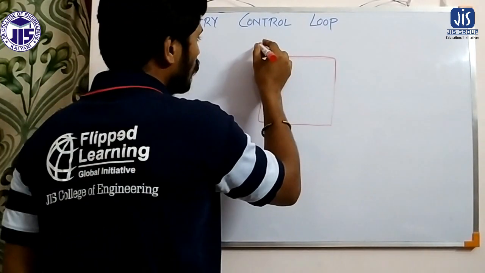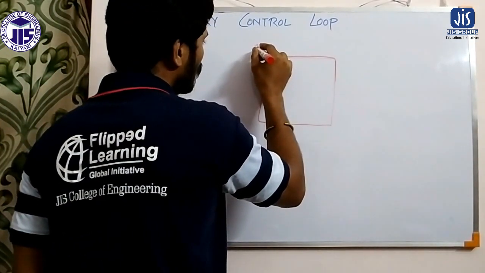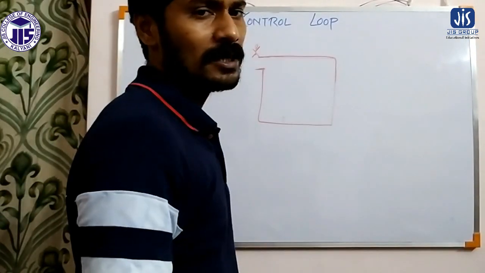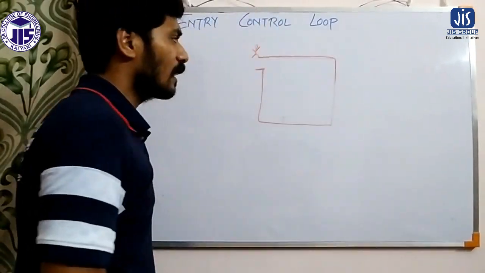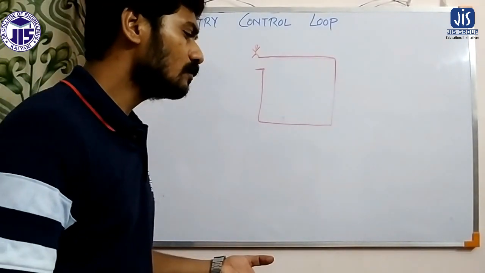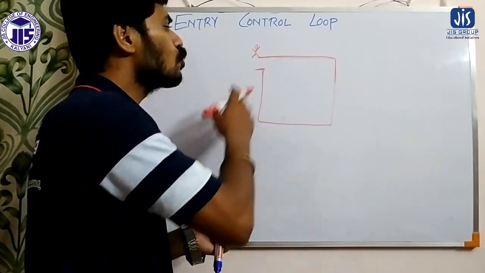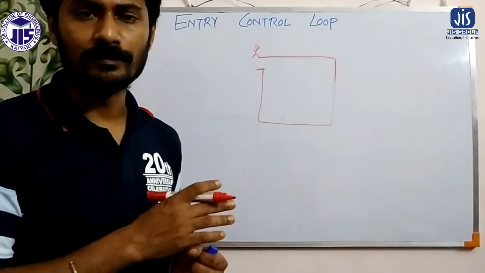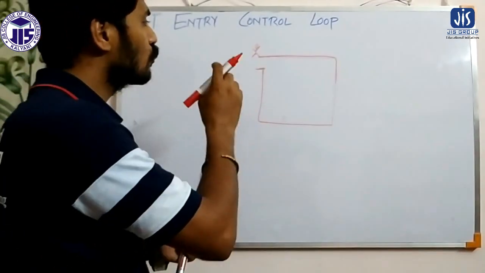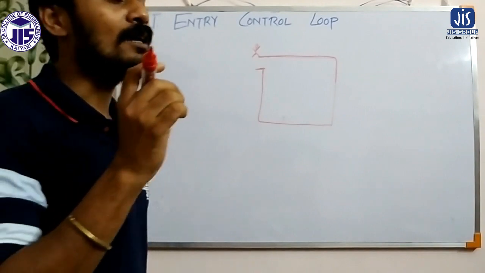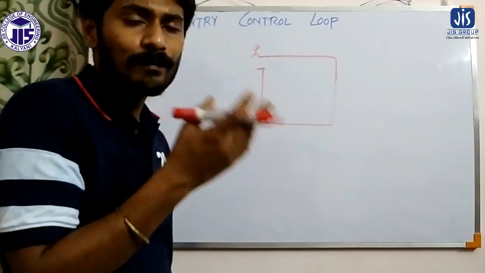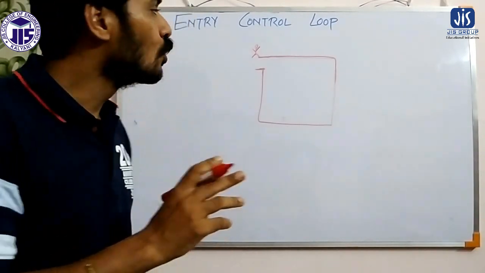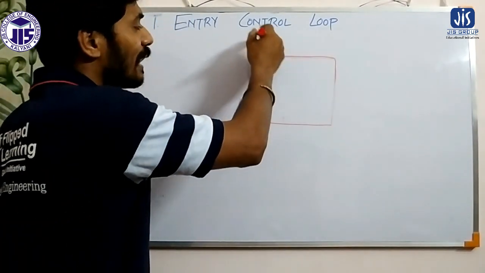Now at the entry point we have applied a condition: every student should come to the class in proper uniform. If any student doesn't have a proper uniform, he or she will not be allowed into the class. So here we have applied the condition at the entry point.